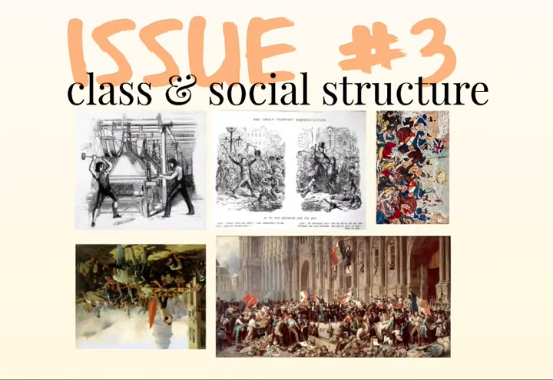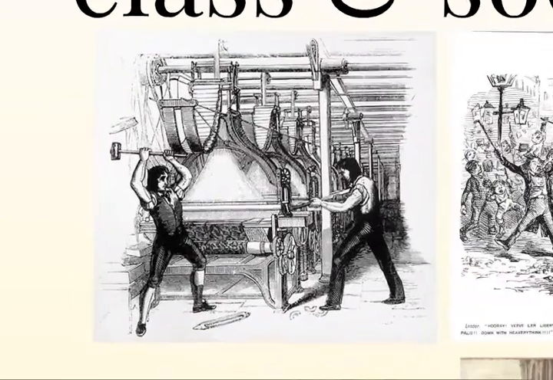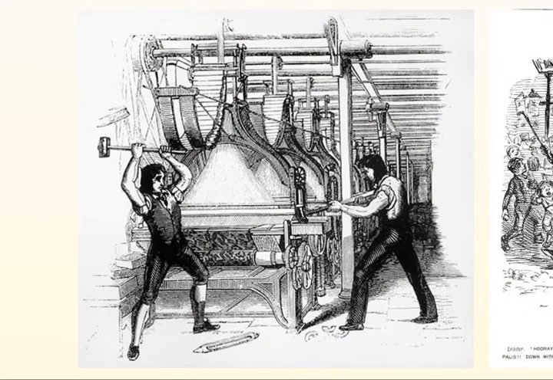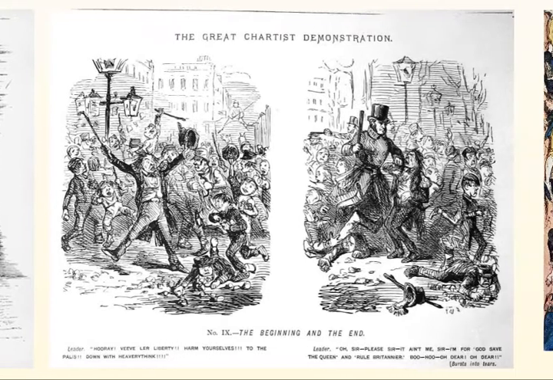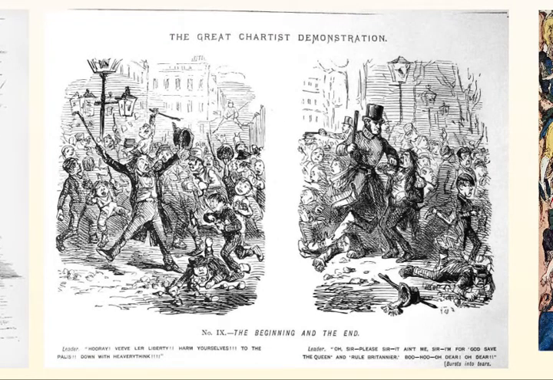All right, issue number 3 is class and social structure. We've seen a lot of evidence across chapters 20 and 21 of how a more diverse social hierarchy is causing some issues. So some examples. We've looked at the Luddites, how we have skilled workers who are upset about industrialization and they go around and smash machines. We have a Chartist movement where we have more people of the middling and working classes demanding representation in government, and you can frame that as class warfare as well.